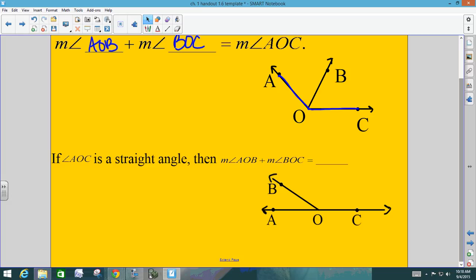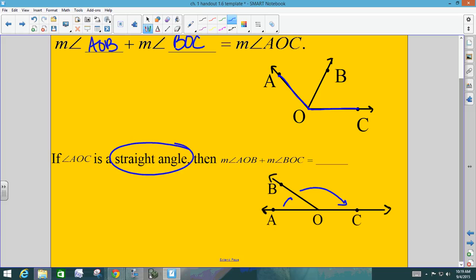The second portion of it says if angle AOC is a straight angle, then the measure of angle AOB, this guy here, plus the measure of angle BOC, this guy here, would equal what? Good, AOC. You could write that down. But because it's a straight angle, I know for sure they have to add up to what? 180. That's what I'm looking for, really. Because it's a straight angle, we know that these two have to add up to 180, which is the measurement of angle AOC.